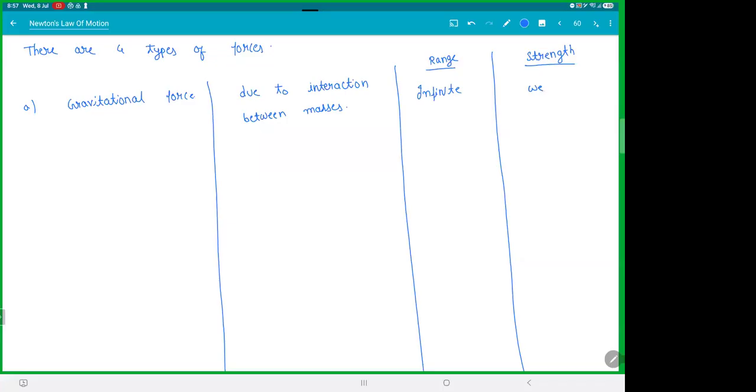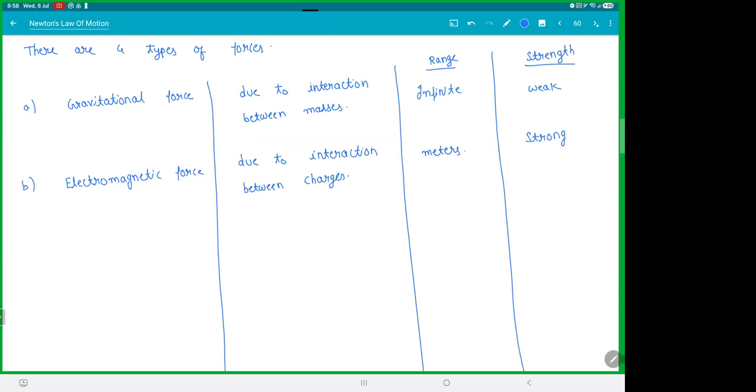The strength is weak. It's a weak force. The magnitude is weak. The second thing is electromagnetic forces. This comes due to the interaction between charges. These ranges are in meters. This is a very strong force.